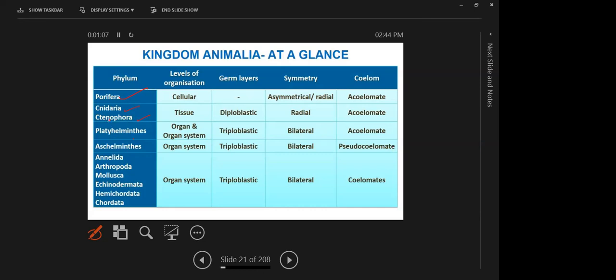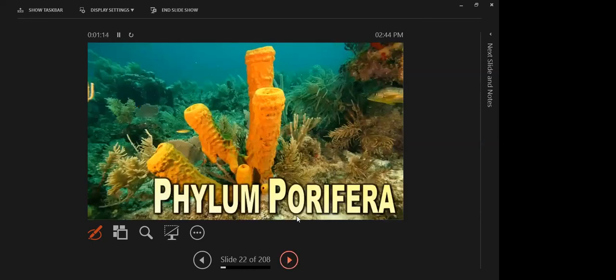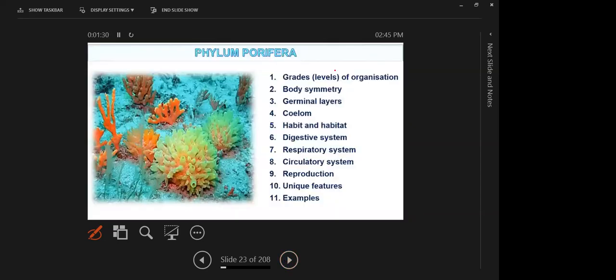So Porifera. One by one, let's take up each one of them and understand what they are. As the name says, pore-bearing organisms are called Porifera. Pori means pores, fera means bearing, pore-bearing organisms. Okay, Porifera.